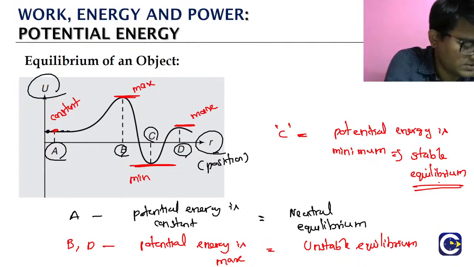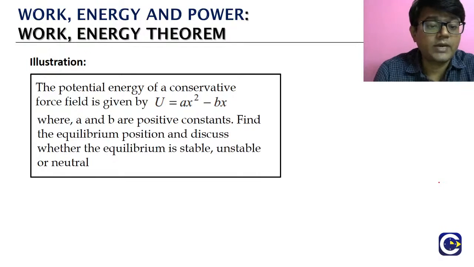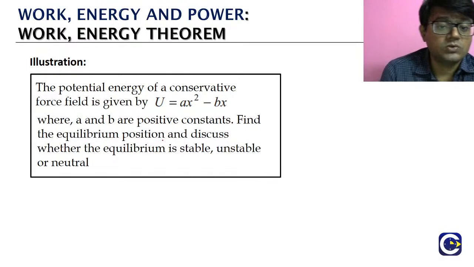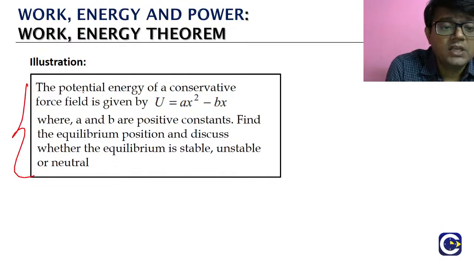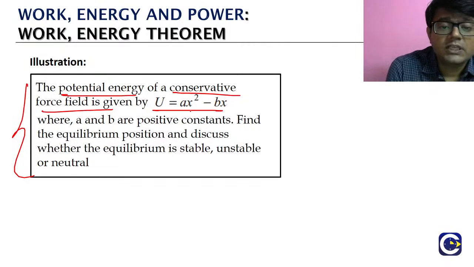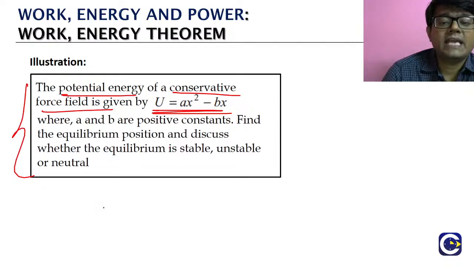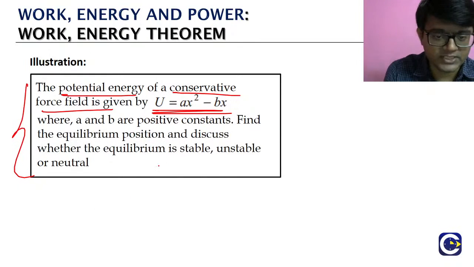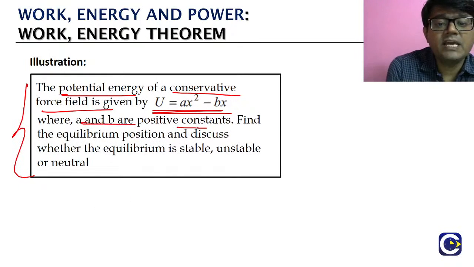So we'll go to one example question. Then we look at what is the question that has come in the NEET also. Look here, this is the example question. The potential energy of a conservative force is U is equal to ax square minus bx. This is the potential energy function, where a and b are positive constants.